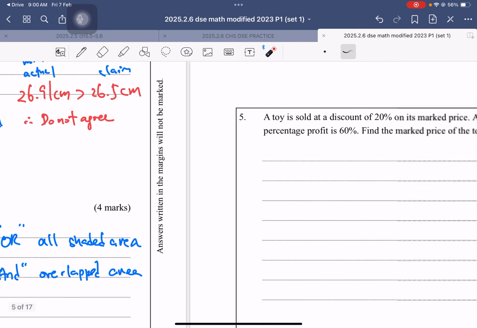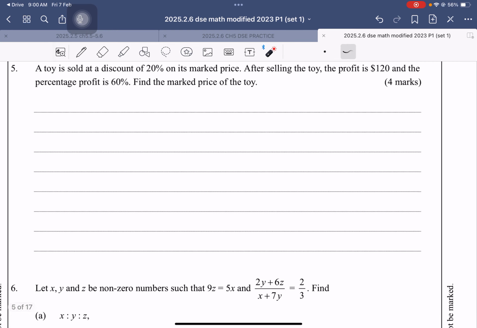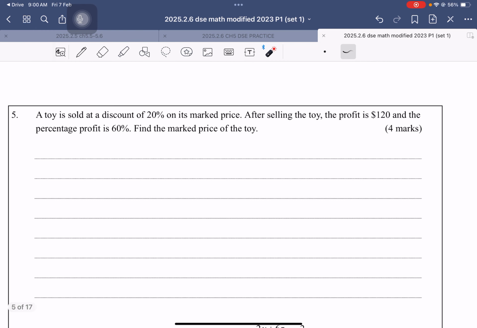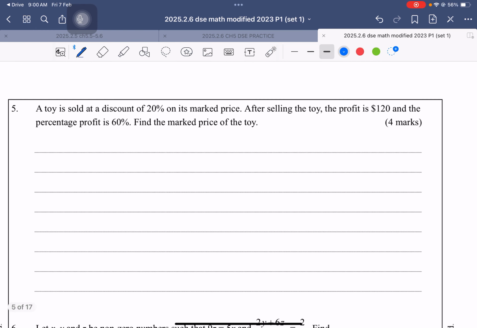Okay, next question. Question 5. I even tried to use the graph, but I couldn't understand. So C M S. Okay? Just put down your pen, just listen.